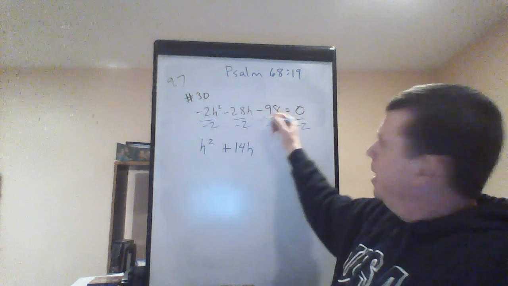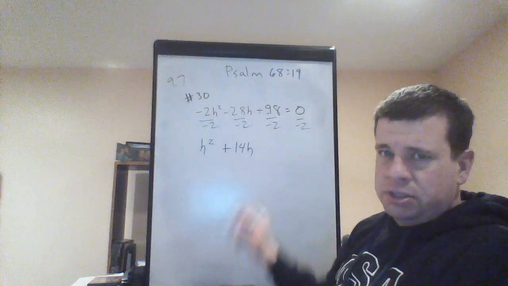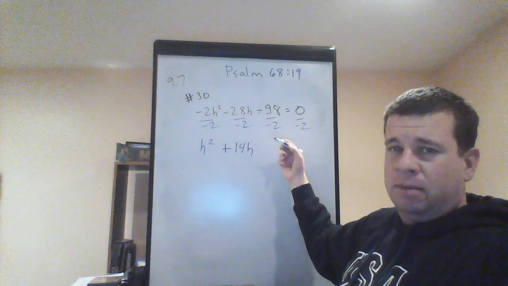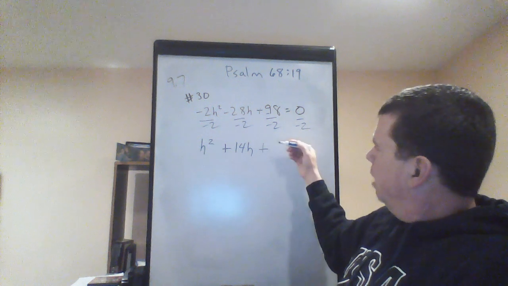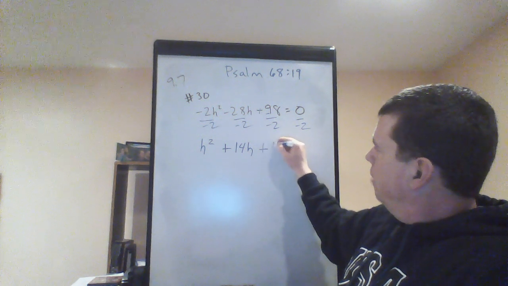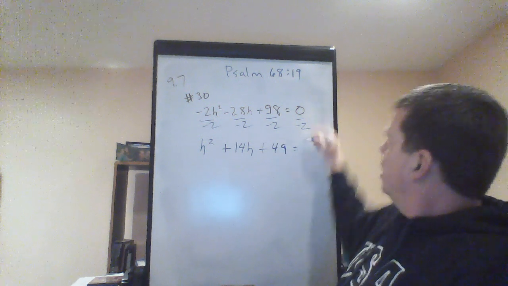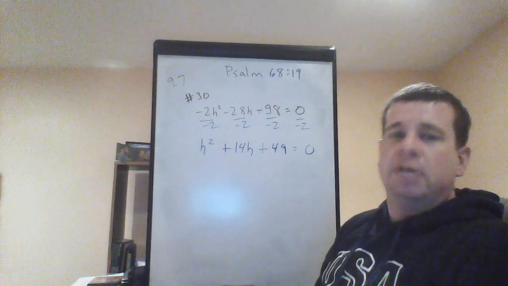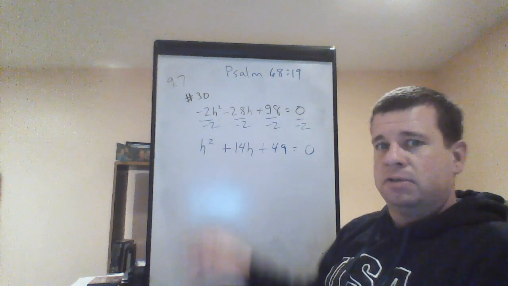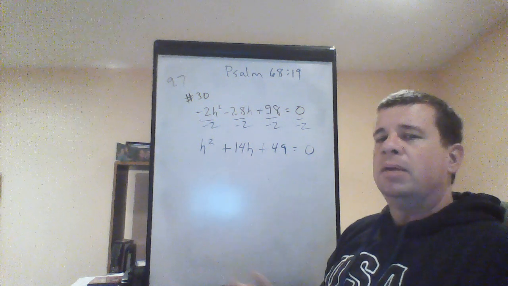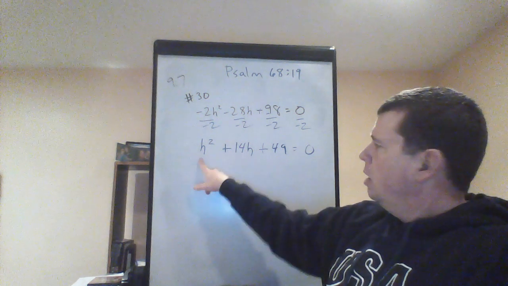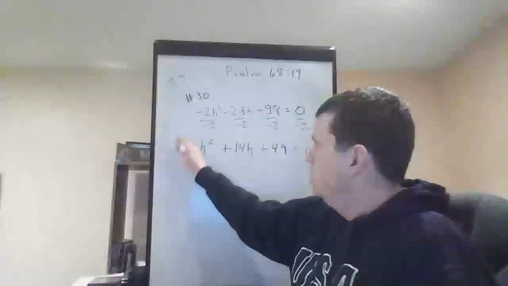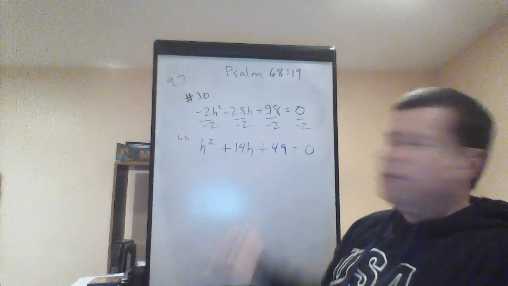Then same thing here, I'm reading this as a negative 98. Negative 98 divided by negative 2, a negative divided by a negative is again a positive, and 98 divided by 2 is 49, and then 0 divided by negative 2 is 0. Now I take another look at it, and it's still not a difference of two squares because I still have three terms. But is this that perfect square trinomial? Is my first term a perfect square? Yeah, it is. h squared is h times h.